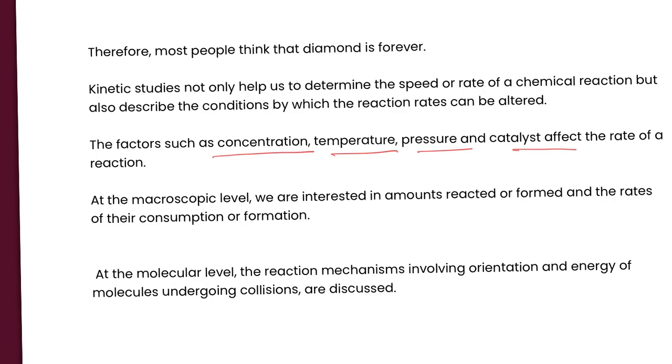Next, at the macroscopic level, we are interested in the amounts reacted or formed and the rate of their consumption and formation. So at what rate the reactant is consumed and at what rate the product is formed, that also we will understand by chemical kinetics. At the molecular level, the reaction mechanism involving orientation and energy of molecules undergoing collision is also discussed in this chapter. So in what way the molecules are oriented and what energy is required to convert into product, all these we will discuss in this chapter.